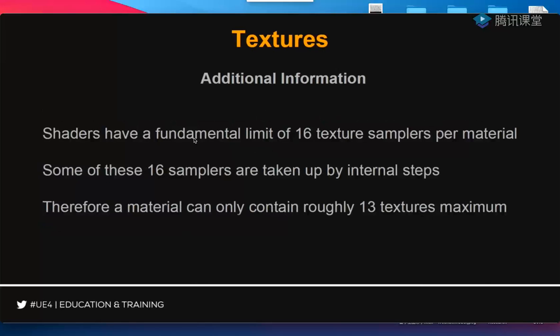Yeah. So shaders have a fundamental limit of 16 texture samples per material. That's what we said. Okay, we can have at most 16 textures, so from texture 0 to texture 15. So only 16 rooms, okay? And because some of these texture samples are taken by internal steps, like the G buffer or some other techniques, there are only like 12 or 13 textures we can actually use, okay?